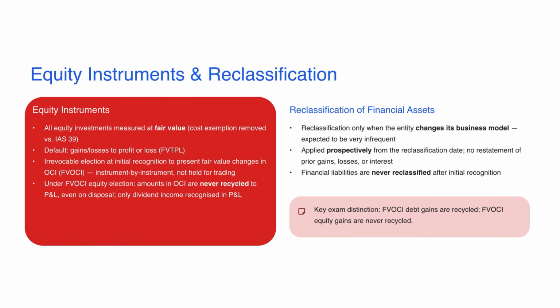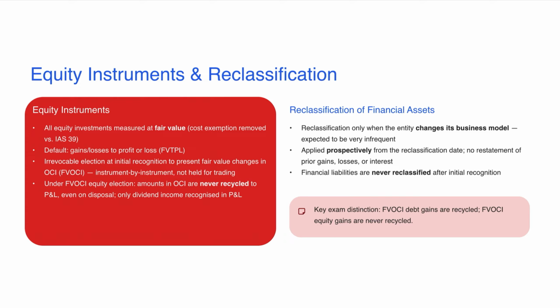Equity investments have a particularly important distinction. Under IFRS 9, equity investments are measured at fair value. The default treatment is FVTPL. However, if the equity investment is not held for trading, the entity can make an irrevocable election at initial recognition to present subsequent fair value changes in OCI. This is the equity FVOCI election.